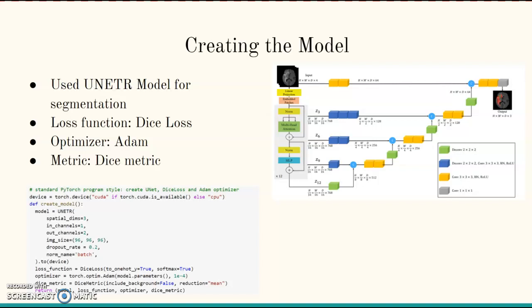labels. For the optimizer, we used the Adam optimizer, and for the metric, we used a dice metric, which was similar to the dice loss, except the dice metric is used as a measure of how accurate the segmentation is compared to the real segmentation.